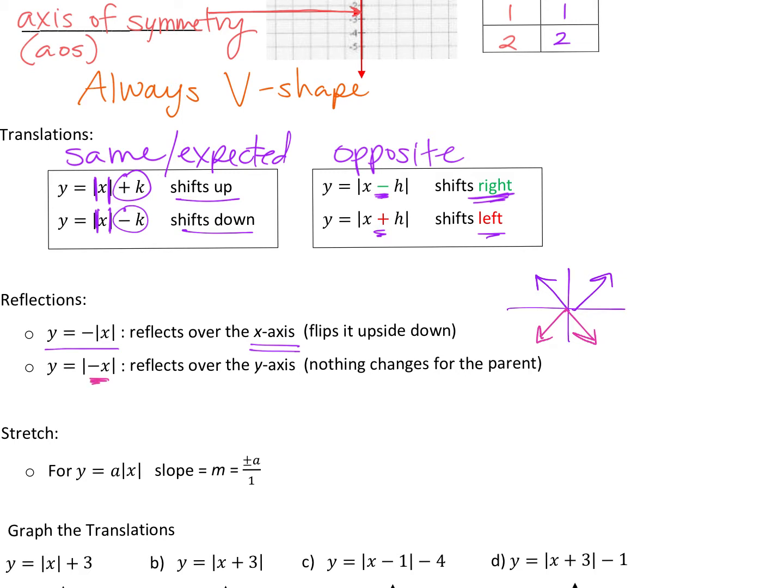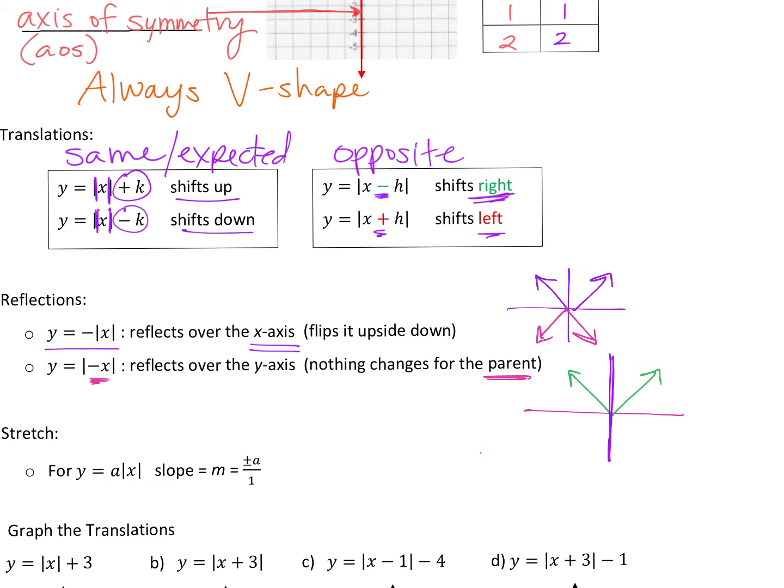When I just take the opposite of the x, that's going to flip over the y-axis. But think about this. For the parent function, if my parent function is this, and I flip over the y-axis, what's my new function?